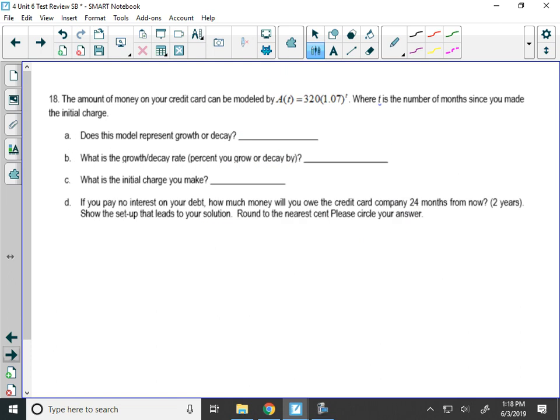All right, next problem, number 18. The amount of money on a credit card can be modeled by this equation. Is it growth or decay? Well, we have a growth rate of 1.07, which is greater than 1, which means that the model is growing. What's the percent you grow by? Well, remember, when I have a 1 point, I can cover up the 1 and see that the 0.07 after is the increasing, 7%.